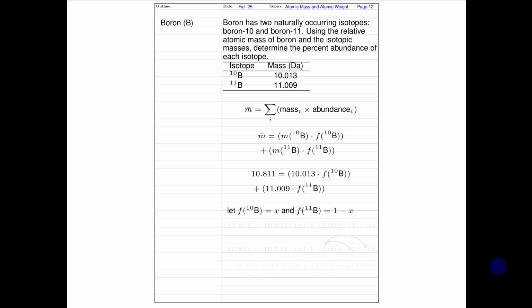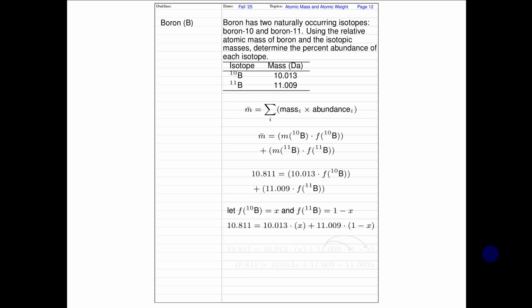We know that the fractional abundance of both isotopes has to equal 1, so we can let the fractional abundance of B10 equal x, and the fractional abundance of B11 equal 1 subtract x. This works because both abundances sum to 1. If the fractional abundance is not B10, then it has to be the fractional abundance of B11. That is, if it's not x, it is 1 subtract x. Now, this is just an algebraic equation that we can solve.